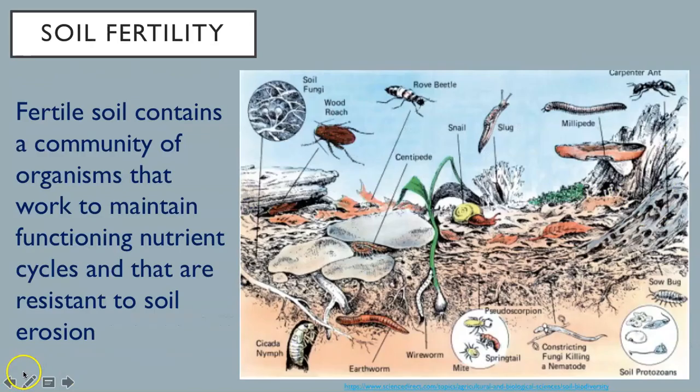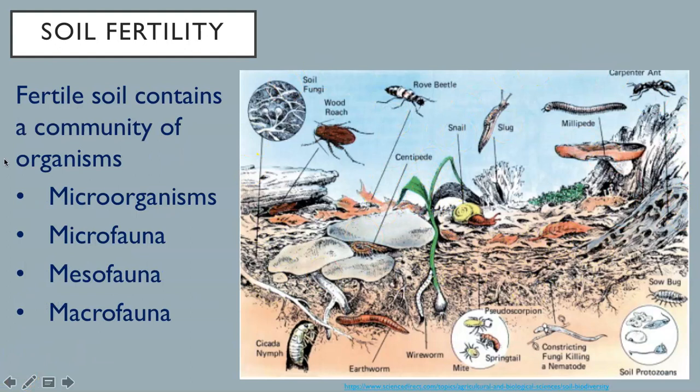Fertile soil contains a community of organisms that work to maintain functioning nutrient cycles and that are resistant to soil erosion. Fertile soil is complex. It contains a community of organisms, including microorganisms, microfauna, mesofauna, and macrofauna. You do not have to know the specifics of these organisms, but I'm going to share some details on them to help you appreciate the complexity of fertile soil systems.